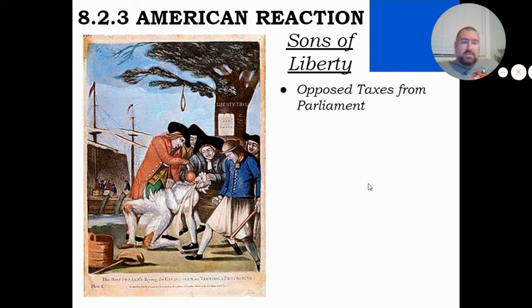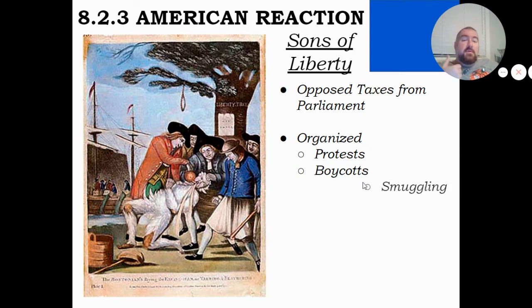Well, we previously mentioned they had protests, they had boycotts, they had smuggling. The Sons of Liberty were the guys who were on point with this. These are the guys who are saying, hey, we need to be more active about what's going on in our lives. We need to do something about this if we want to see things change. So that's what the Sons of Liberty are doing.